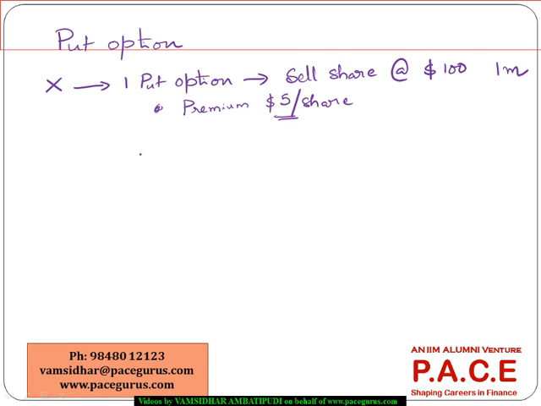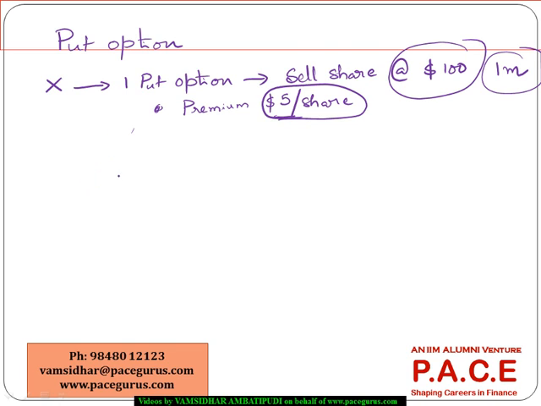the long position in the put option is taking a right that at the end of one month, if he wants to sell the share at $100, he will sell it, otherwise he will not. He can back out. He can literally get out of the contract. It's not a default, right? Because he has paid $5 per share to the short position to take the option, if he wants to go ahead, he will go ahead with it, otherwise he can expire it.